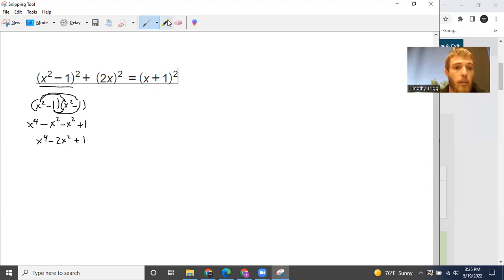Now let's do our 2x squared. So 2x squared is 2x times 2x. That's the easy one. That's 4x squared. So I'm going to go ahead and put plus 4x squared equals, and I'm going to do this last one again in black pen. Okay, so x plus 1 squared, that's x plus 1 times x plus 1.